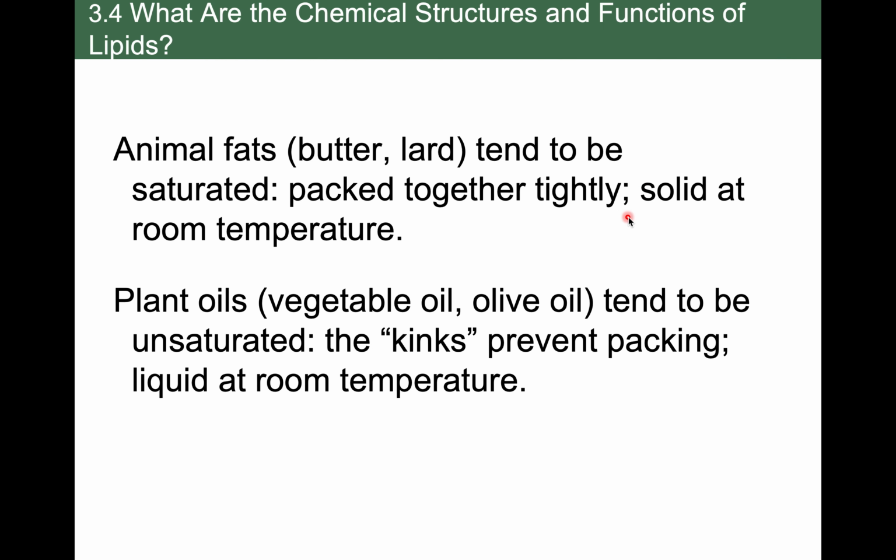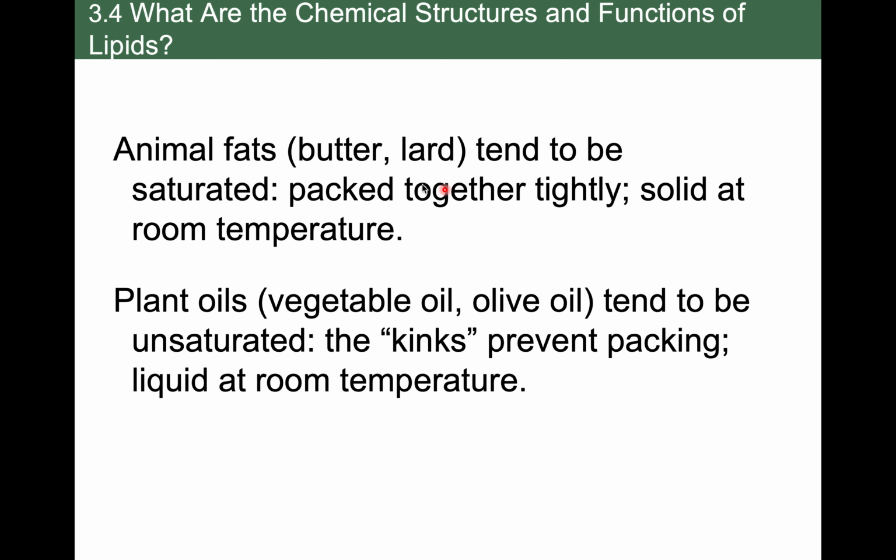And so what this means is those saturated fats are going to tend to be the animal fats, things like butter and lard, all the delicious stuff, right? That's solid at room temperature. Whereas the plant fats or plant oils, vegetable oil, olive oil, for example, because of those bends in the unsaturated fatty acid tails, they're going to be liquid at room temperature because they can't pack together quite as tightly.